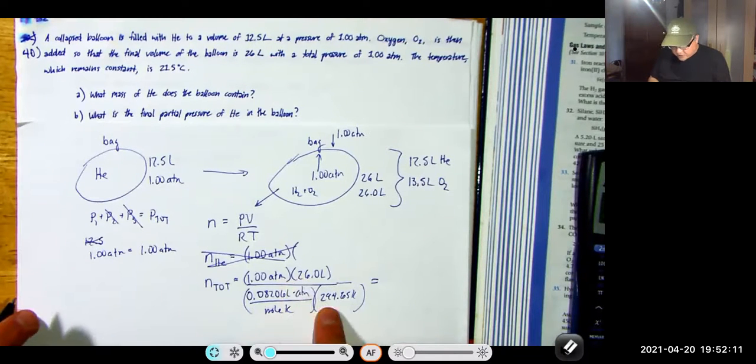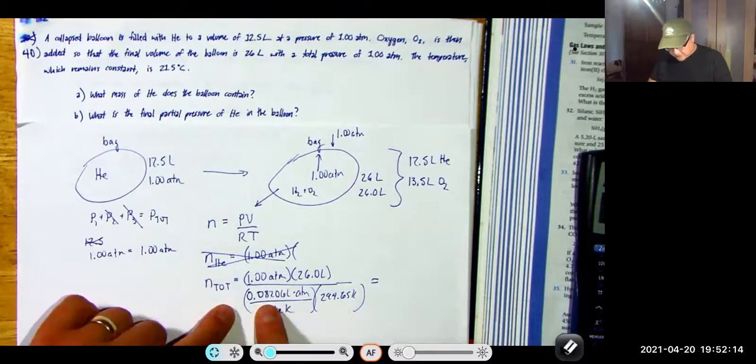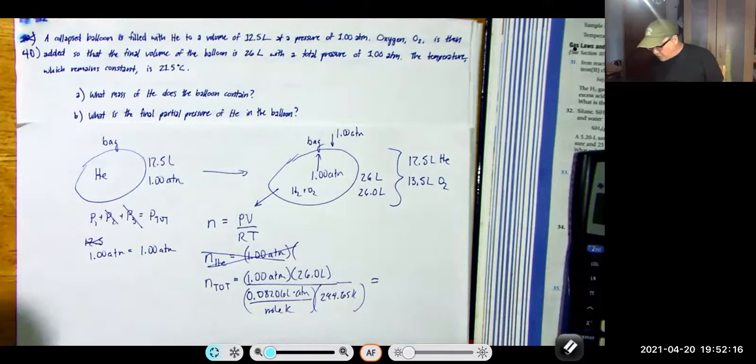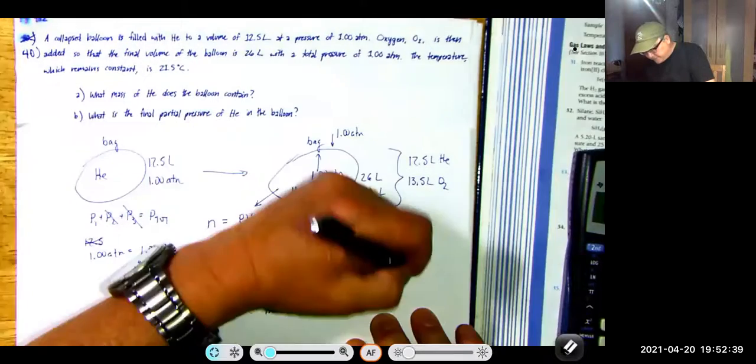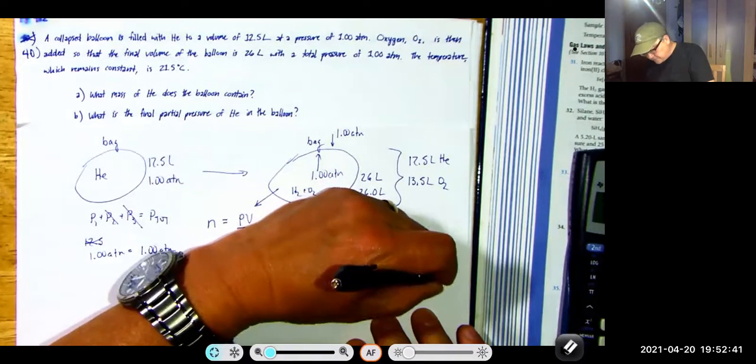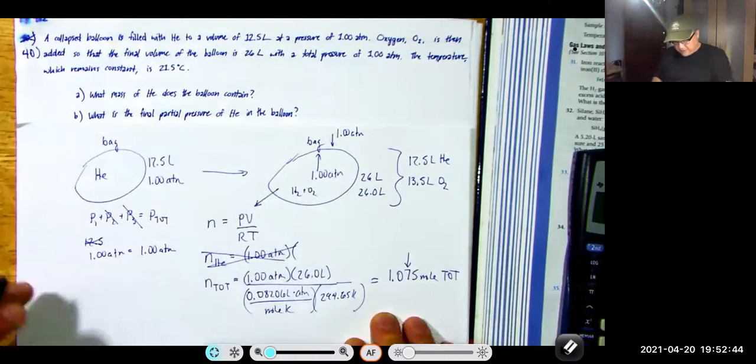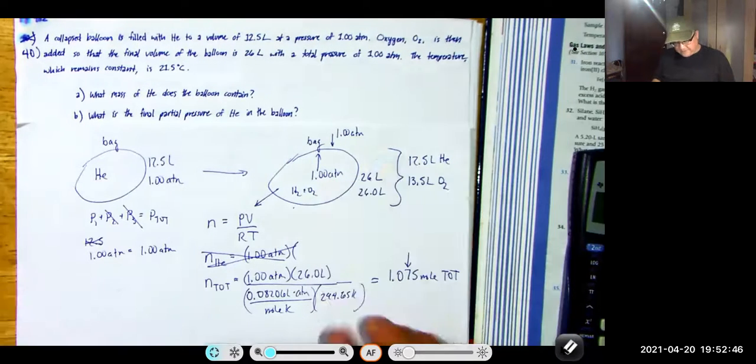26 divided by that is 1 over 10. 1 over 10 times this is 1. So the answer is we've got about 1 mole total. And I should have known that before I even did that calculation. Okay, and we get 1.075 moles total. So that's from this balloon here. Are you with me there?